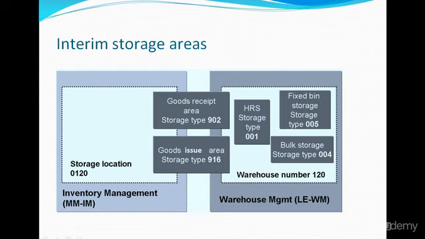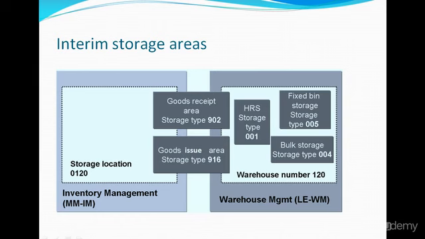We also have something called the interim storage area. The interim storage area forms a link between the IM and the WM part. So whenever we do a transaction in IM, say for example a goods receipt, the material first goes into the designated interim storage area. For example, for a purchase order goods receipt from an external vendor, the goods receipt area is 902, and from this goods receipt area 902 we need to process it further by creating a transfer order, and then this material is put away in the respective bins.